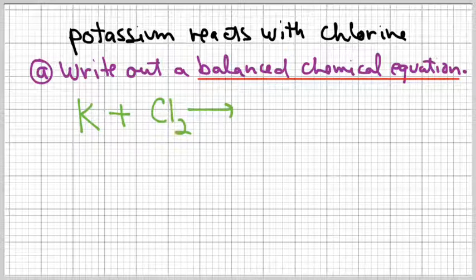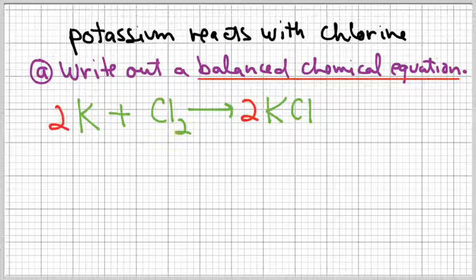Don't forget that chlorine is one of our diatomics. We've got two elements reacting. This looks like it's going to be a synthesis reaction. So the potassium and the chlorine will combine to form potassium chloride. Potassium's oxidation state is 1 plus, chlorine's is 1 minus. So the correct formula is KCl, and then I simply have to balance the equation.